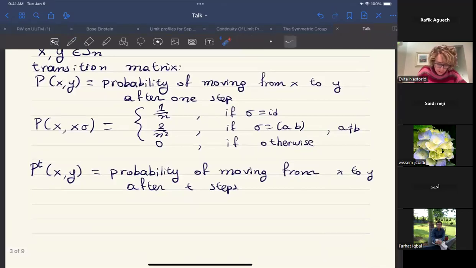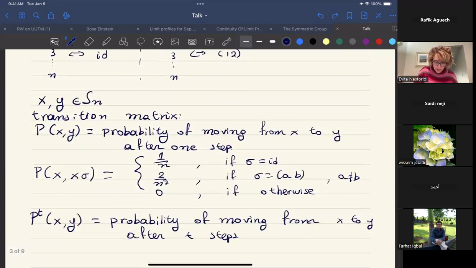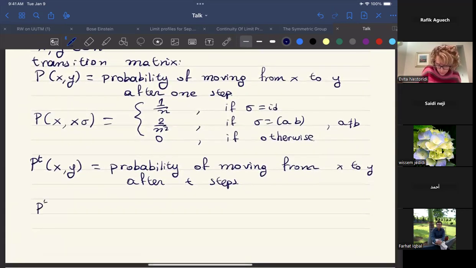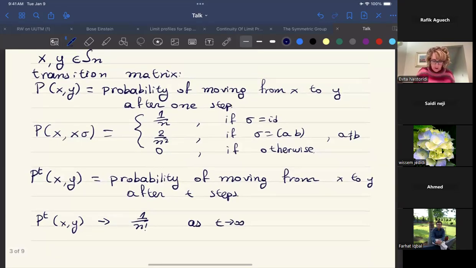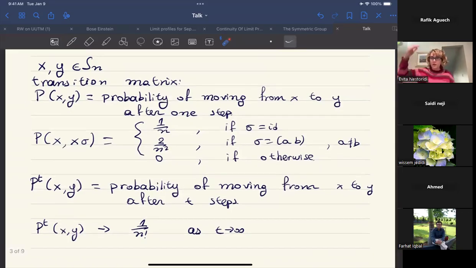So the question now is, how do we study these large powers? And why do we want to study them? Before I say that, what happens is that under certain conditions that I will throw under the rug, which are met by our model here, if we send t to infinity, this will look more and more like 1 over n factorial, which is the uniform measure on Sn. Sn has n factorial elements. So this matrix, the higher the power you raise it to, will look more and more like a matrix whose every single entry is 1 over n factorial.